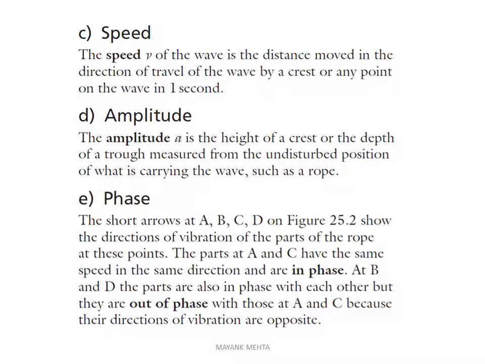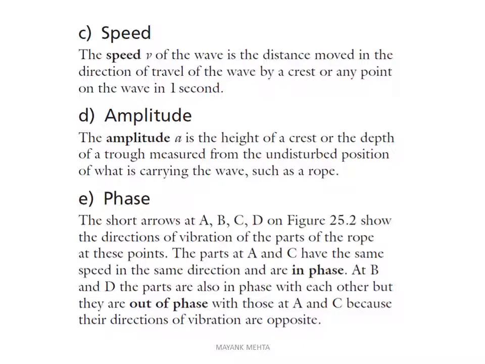Now we are moving towards the phase. The short arrows at A, B, C, D on figure 25.2 show the direction of vibration of the parts of the rope. That figure we have seen, the parts at A and C have the same speed in the same direction and are in phase. Now if two points are in phase, that means they are moving in the equal direction.